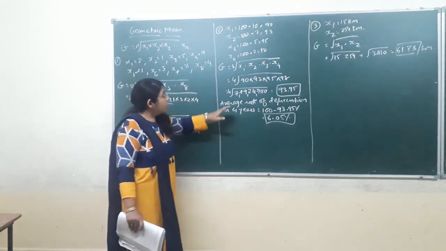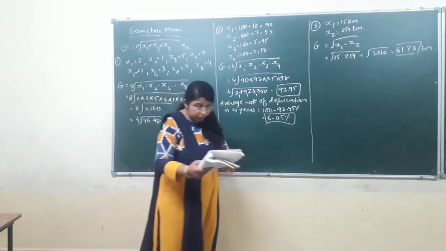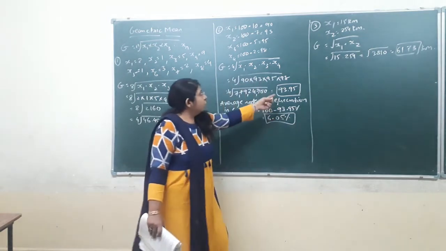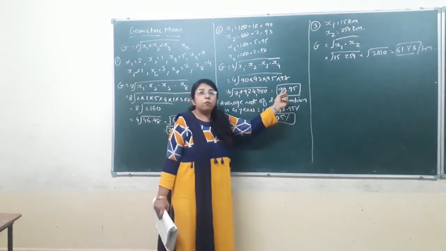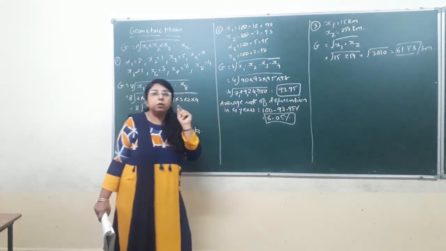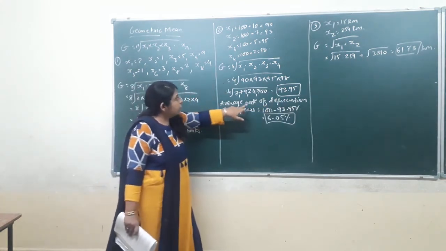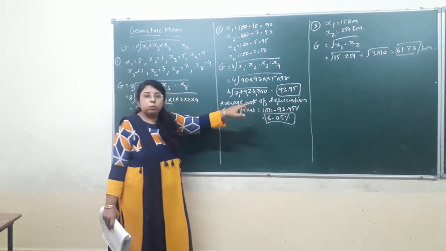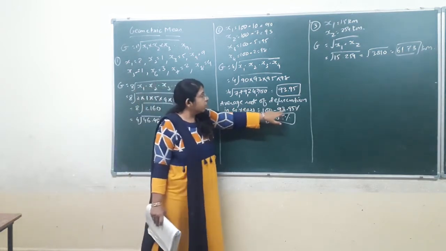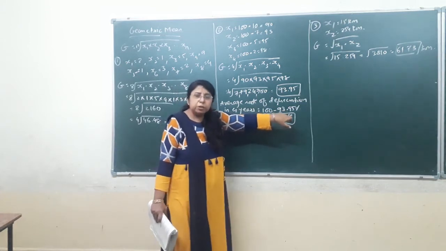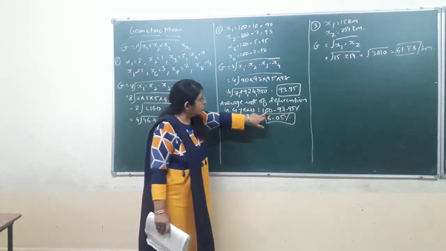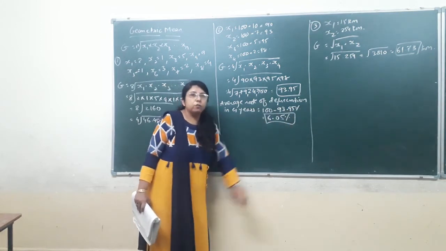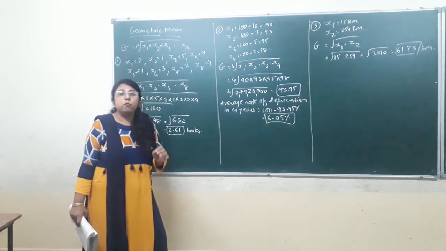93.95. Now, we have been asked in the question to find the average rate of depreciation. Whatever value we have got, that is the average rate of machinery. We have to find the average rate of depreciation. So in order to find it, from the cost price of the machinery, from the purchase price of machinery, we have to subtract the depreciated value of the machinery, that is 100 minus 93.95. Then you will get the average rate of depreciation, that is 6.05%.